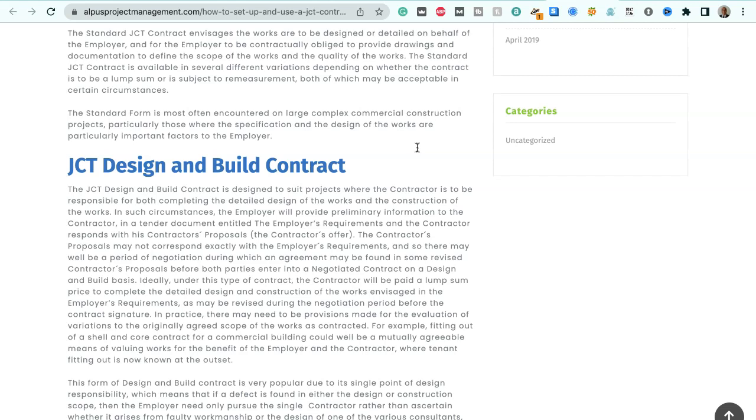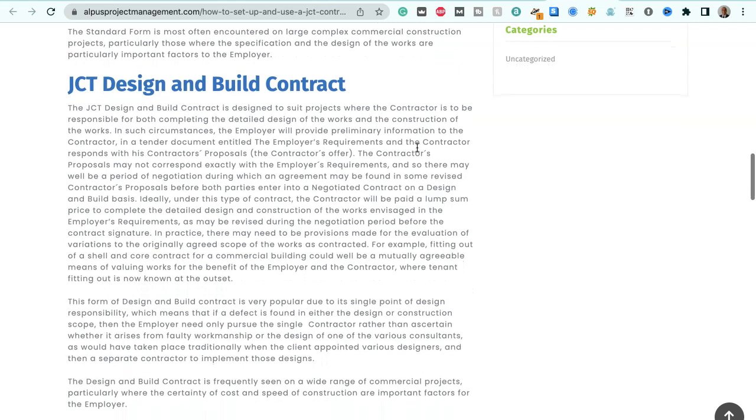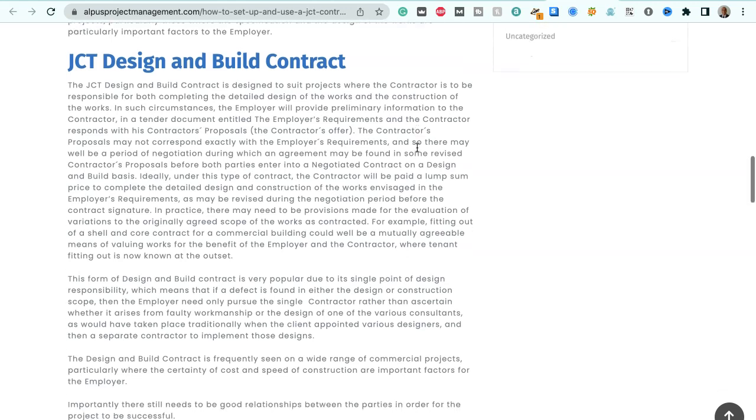The standard JCT contract is available in several different variations depending on whether the contract is to be lump sum or is subject to remeasurement, both of which may be acceptable in certain circumstances. The standard form is most often encountered on large complex commercial construction projects, particularly those where the specification and the design of the works are particularly important factors to the employer.